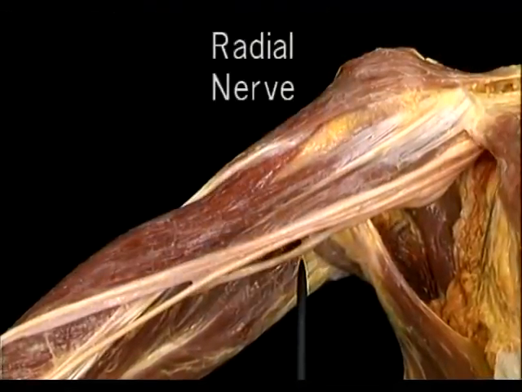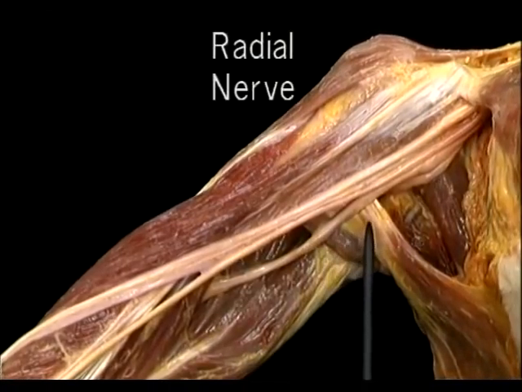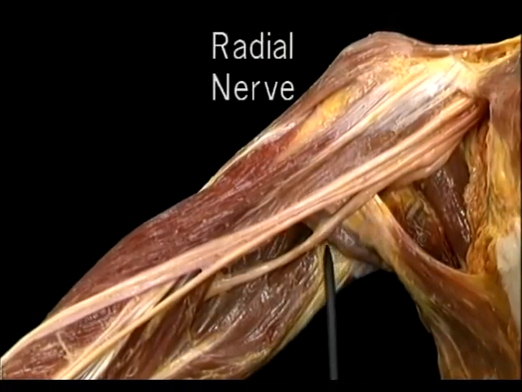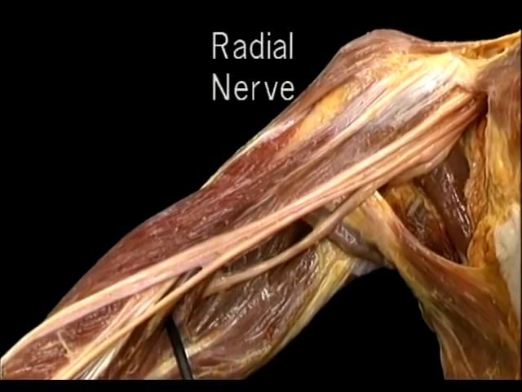Lastly, let's look at the radial nerve. It has a long spiral course from here round to here. Up here, the radial nerve lies behind all the other nerves and vessels. Just below the latissimus tendon, it runs back between the long head and medial head of triceps.